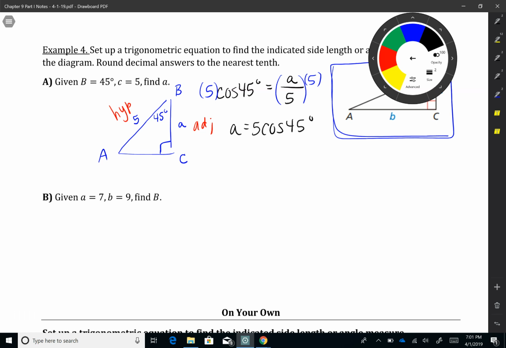And once we type that in, let's try it out. Just straight in 5 cosine 45. You get approximately 3.5 for the length of A.